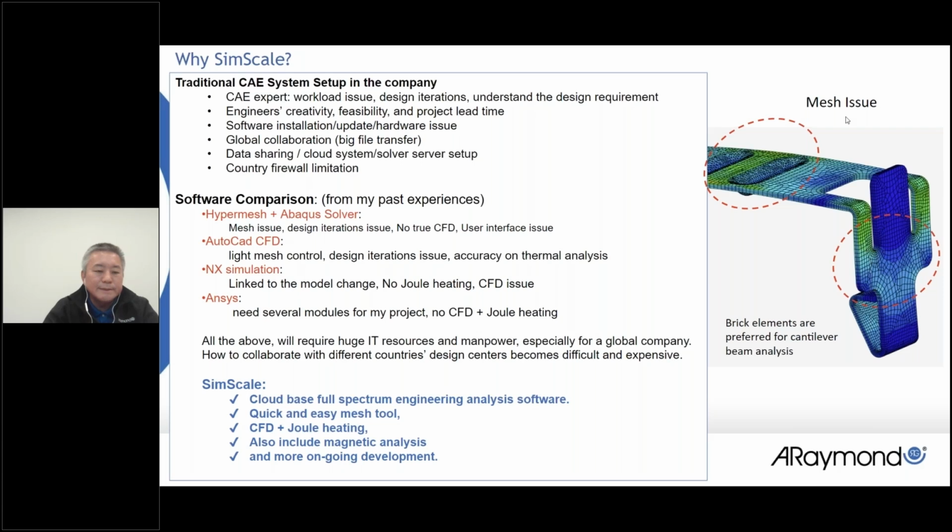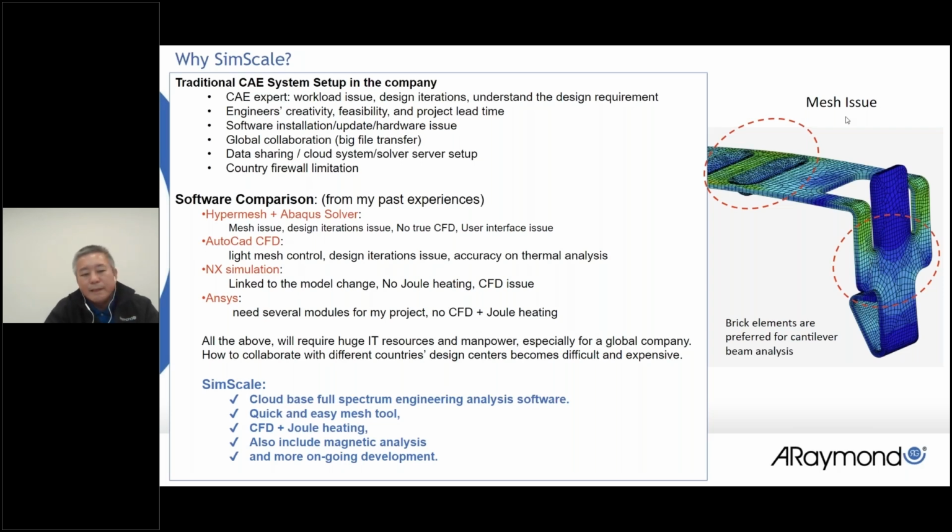If I try to do the same thing like I did in the previous slide, all of that simulation using NX, I need a lot of modules to do that. It's going to be very expensive. And the other thing is there's no true CFD plus Joule heating in NX. So with all of the above, you will see it's a huge IT resource and manpower burden, especially for a global company trying to coordinate across different countries. Collaboration with all the different country design centers is going to be expensive and difficult.